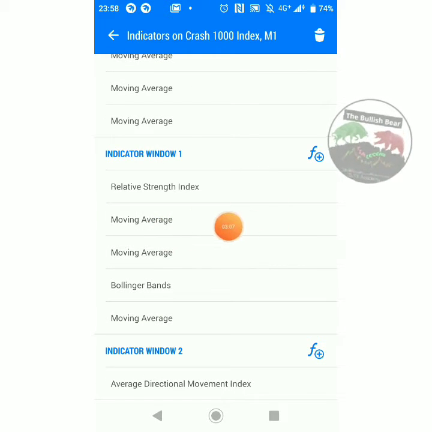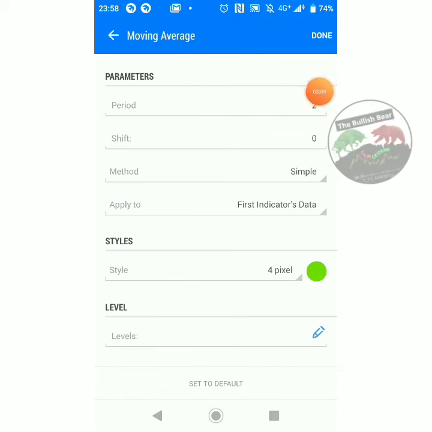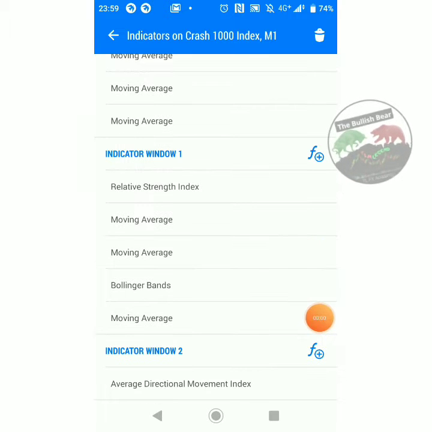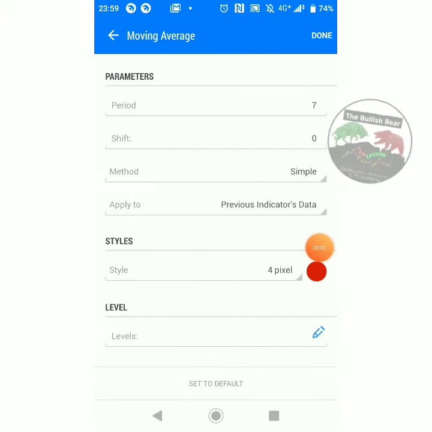You add a moving average to that window. 20, 0, simple, first indicator's data. Alright, green, you click done. The second moving average, 7, 0, simple, previous indicator data, red, you click done.